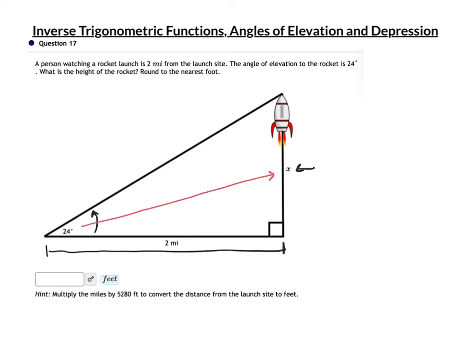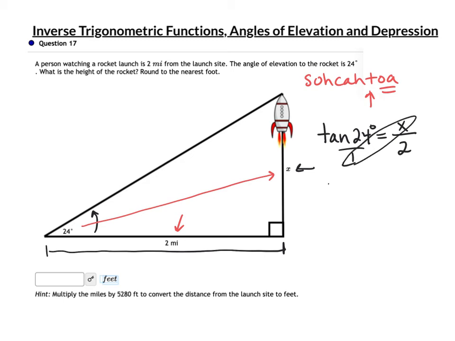We're looking at opposite over adjacent. SOHCAHTOA. Opposite over adjacent is tangent. We're not looking for an angle. We're not going to use the inverse function. It's going to be the normal tangent of my angle, 24 degrees, is equal to opposite x over adjacent 2. Put that over 1 and cross multiply.